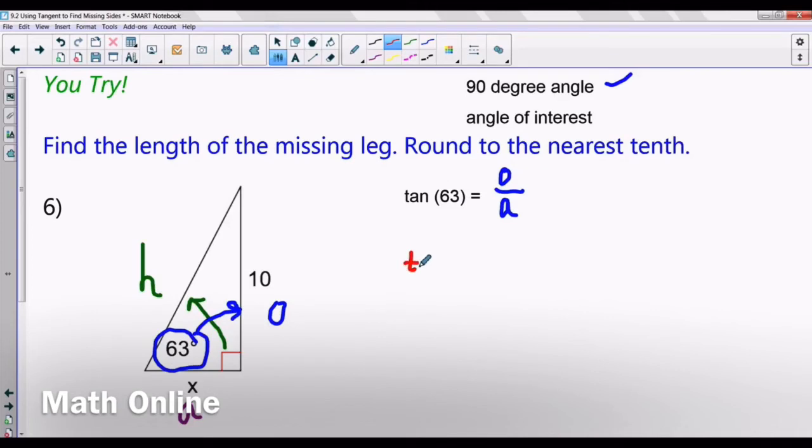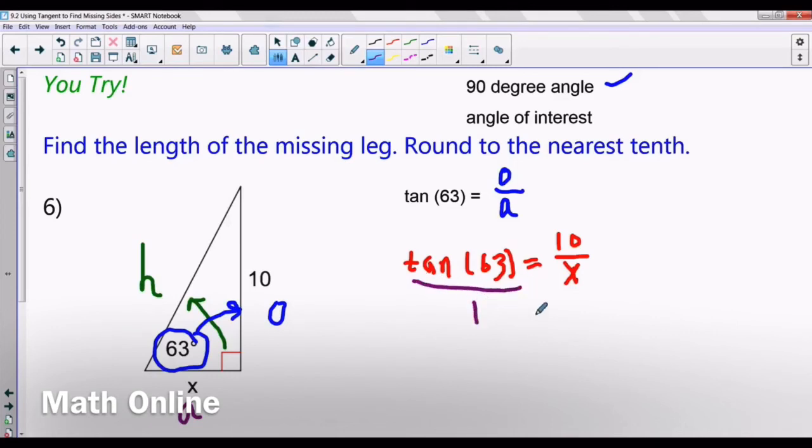So tangent of 63 degrees is equal to the opposite side, which is 10 units. The adjacent side is unknown, so we put an x. And once again, we have an equation where we have a number equal to a fraction. That is not cool, so what we must do is convert this number into a fraction so that we have a nice proportion. Let's convert tangent of 63 into a fraction by writing it over 1.